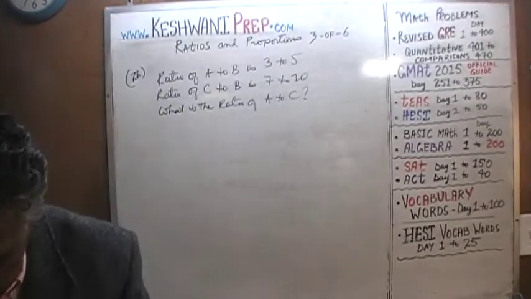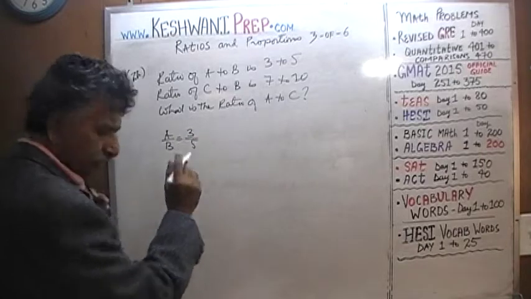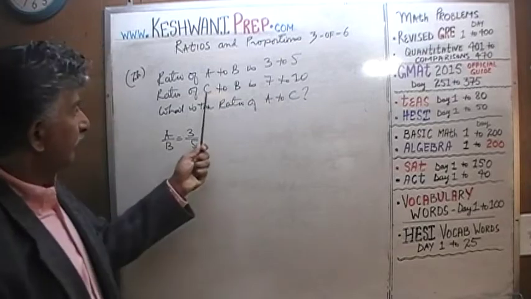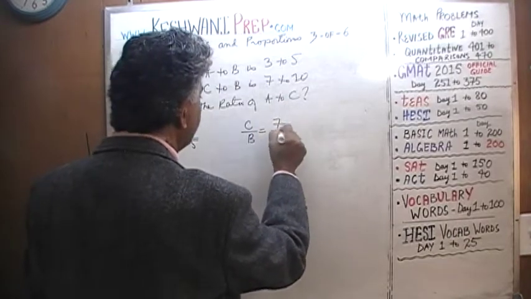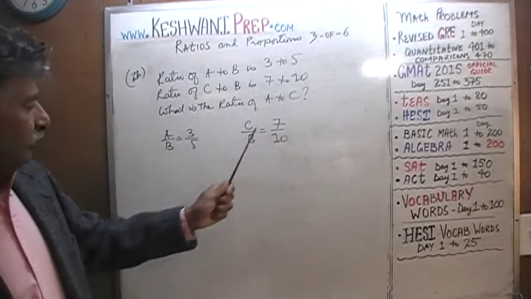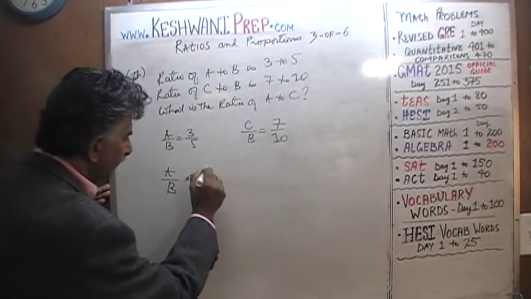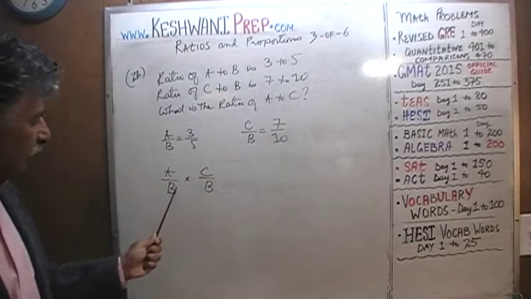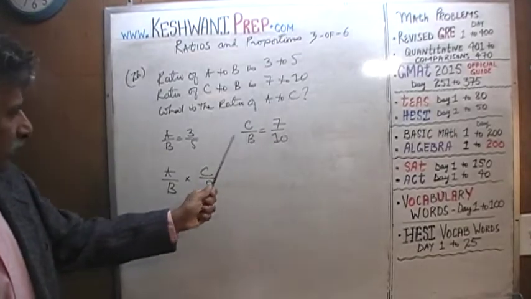So what do we know? We know that A to B is 3/5. We are further told that C to B, keep in mind, pay attention, it's C to B, not B to C, is 7 to 10. And the question is, what's the ratio of A to C? If you take this ratio that we know, A to B, and multiply by this ratio that we know, C to B, that's not going to get us anywhere. We're going to end up with A times C over B squared. That's not what we want. The question is, what's the ratio of A to C? We want to get rid of this B and this B.